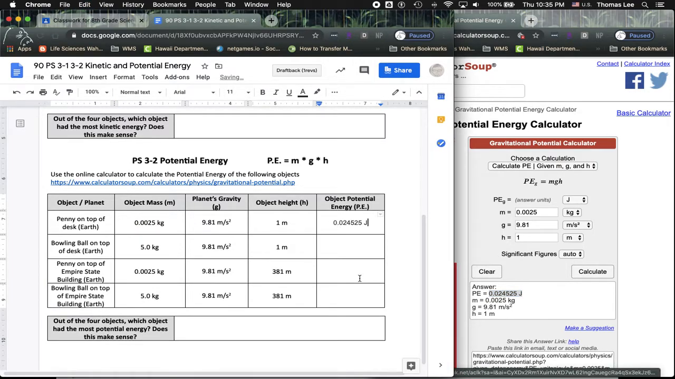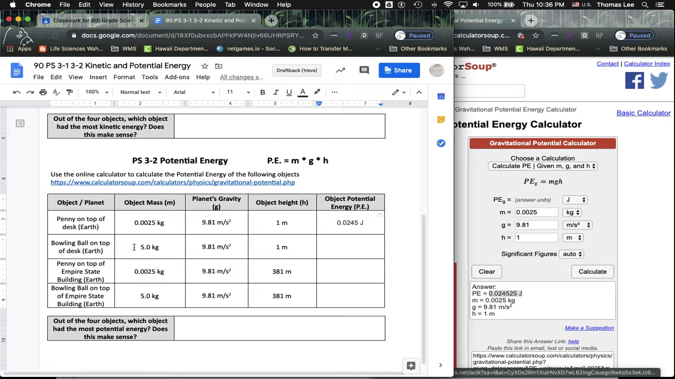I have 0.024525. Let's convert it to 3 significant figures. Boom. So that's not very much energy at all. So if a penny falls off of a desk and hits you on the head, you'll probably be okay.